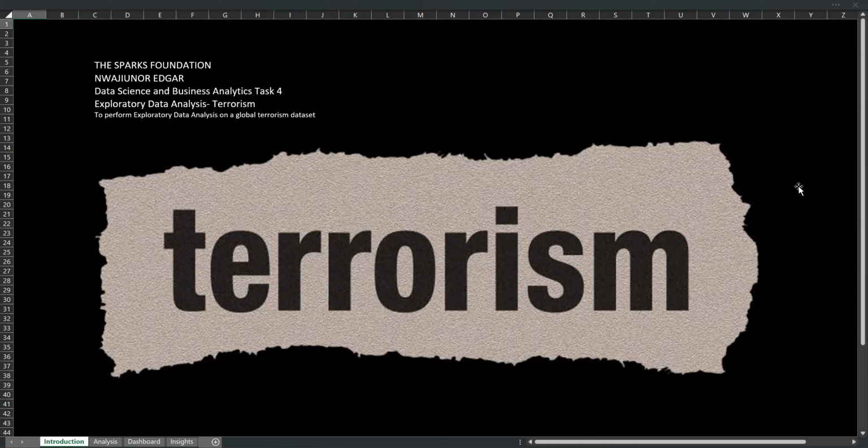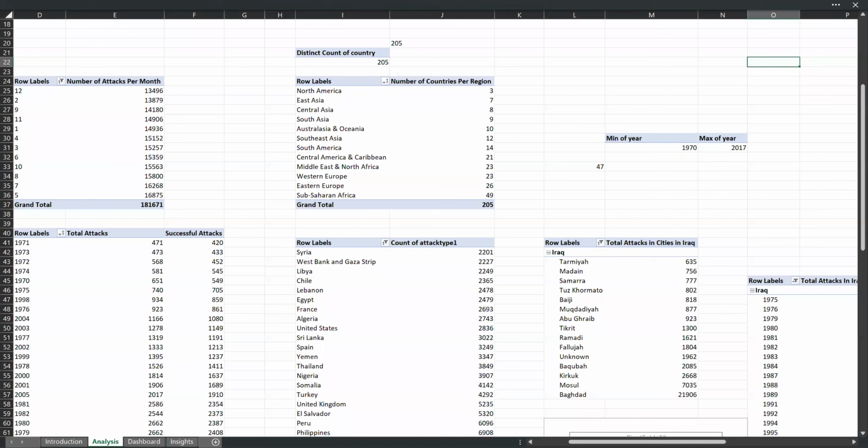I'm here to make a presentation on the fourth task, which is on exploratory data analysis. The aim of the task is to perform EDA on a global terrorism data set. So the first thing I did was to analyze my data. This was where the analysis was done. I had to do some data cleaning because it was a messy data set.